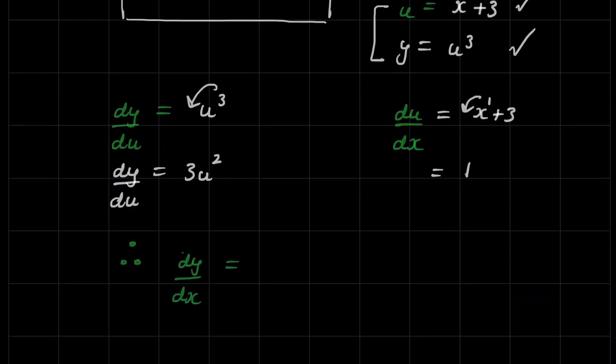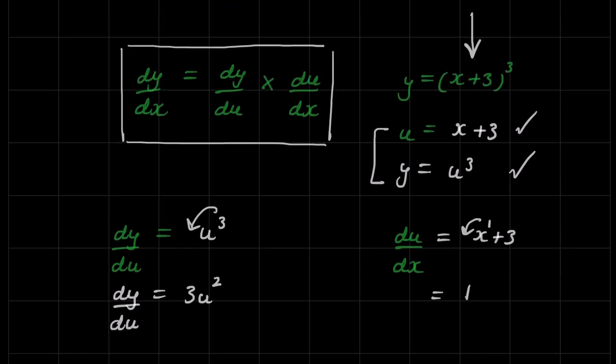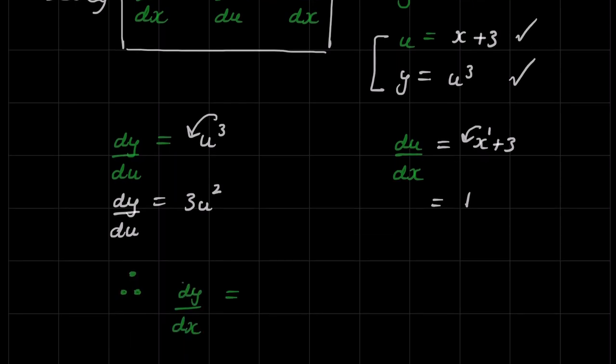So all we have to do now is follow what this formula actually says, and we're going to multiply these two parts. So dy du times du dx. I'm going to write down dy du, and dy du is 3u squared multiplied by du dx, which is just 1.